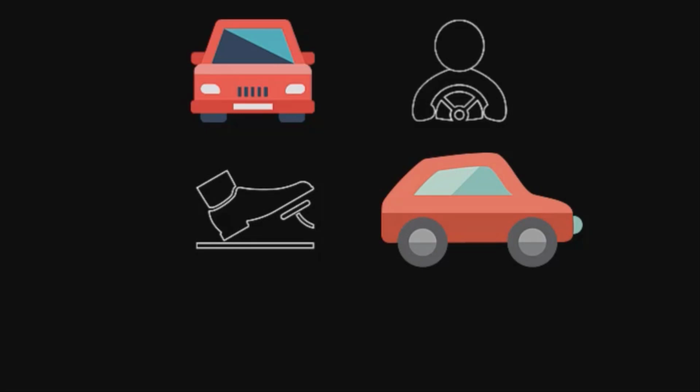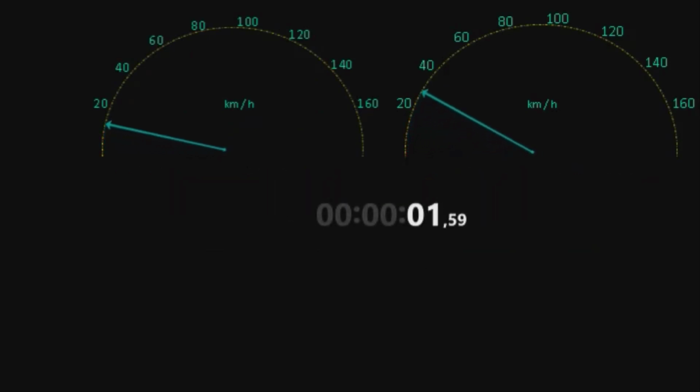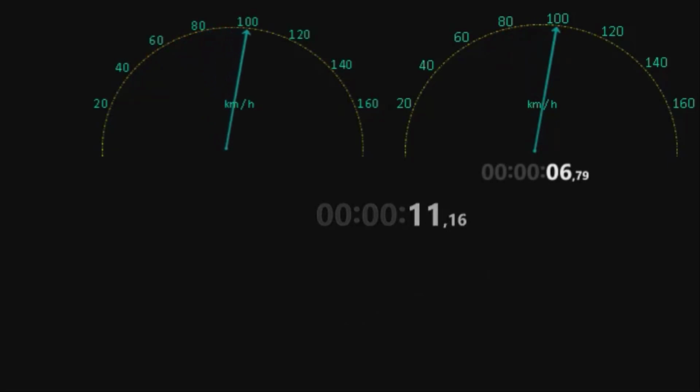Now, compare these two vehicles in terms of acceleration capabilities. Okay, we now have our result. 100 kilometers per hour in 10.12 seconds. And the second one is 100 kilometers per hour in 6.79 seconds. The first thing we need to do is convert these kilometers per hour into meters per second.